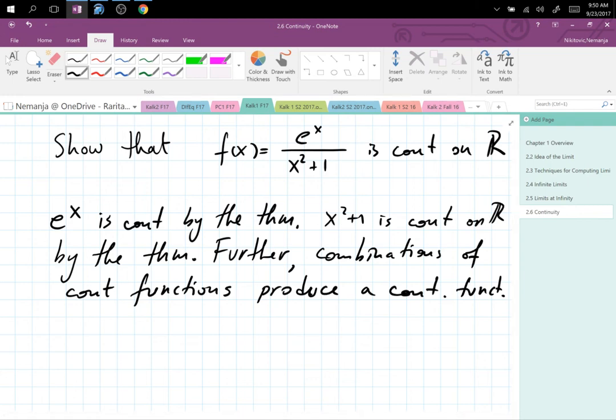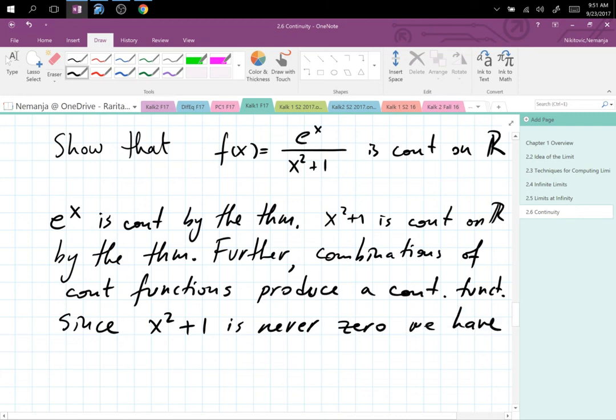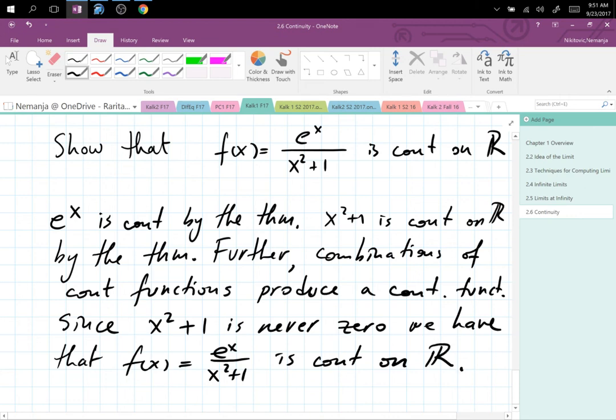And the only thing that you have to address is, because it was division, you have to make sure that the denominator is never 0. And in this case, it's never 0, since x squared plus 1 is different than 0. We have that f of x equals e to the x over x squared plus 1 is continuous on the set of all real numbers.